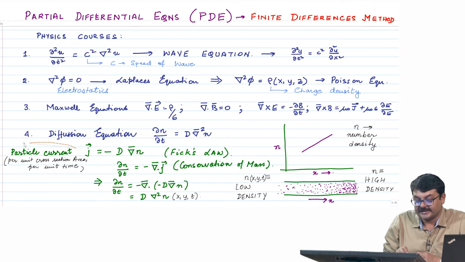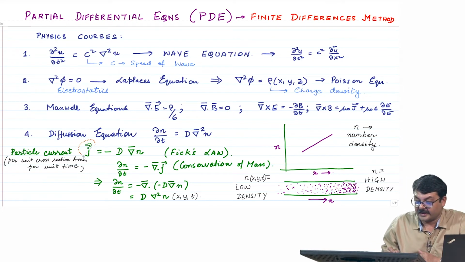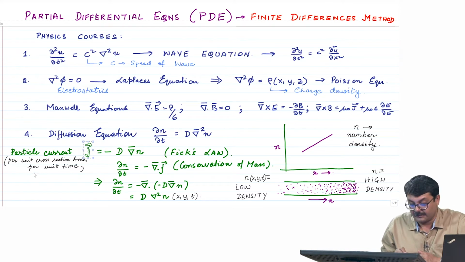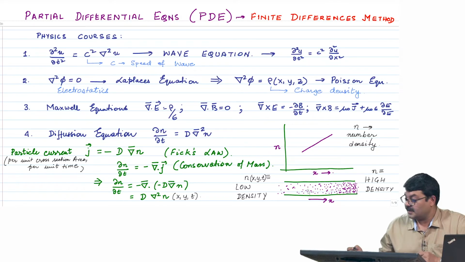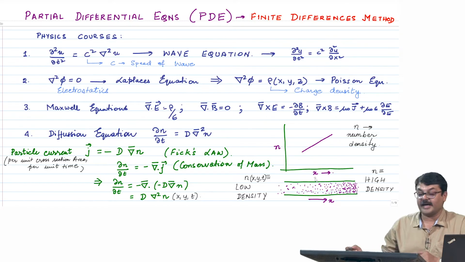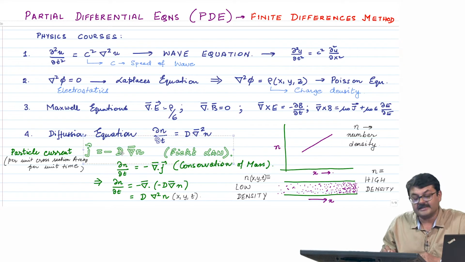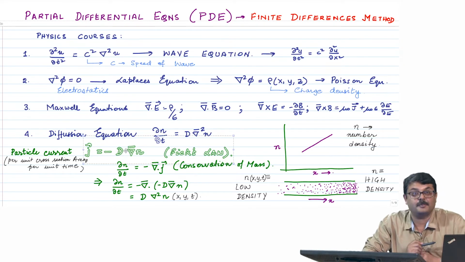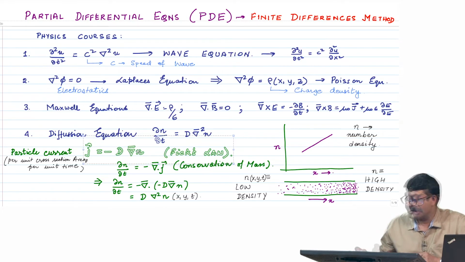Fick's law states that the particle current, what is the particle current? Particle current J is the number of particles crossing per unit area per unit time, right. So, the number of particles moving in this direction, say per unit area per unit time, that is the particle current, and that as per Fick's law can be written as minus D grad n, D being a proportionality constant, n being the number density.